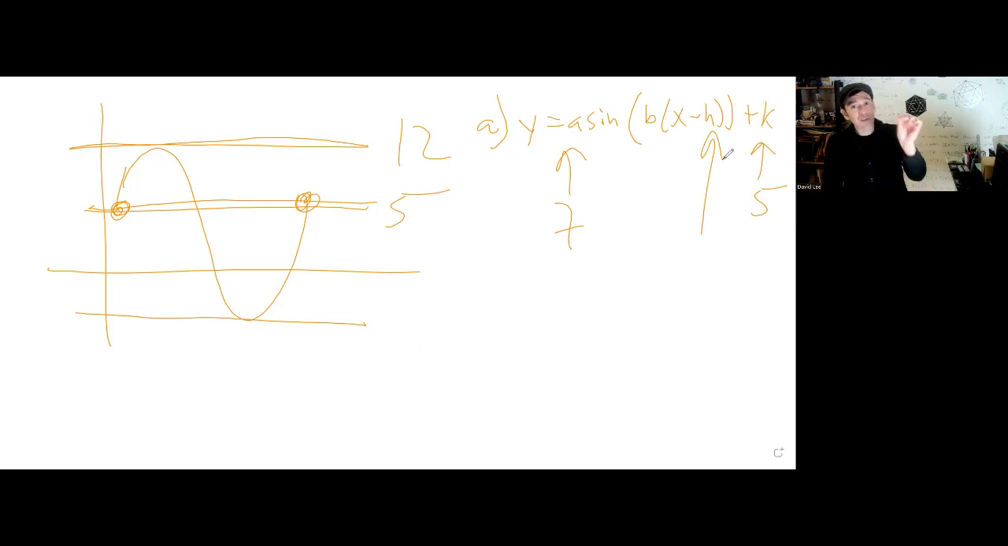Now, find h. H is the x-coordinate of the start point, which is actually given to you on the paper, on the review. It says 3 pi over 4. The only thing you need now is b.